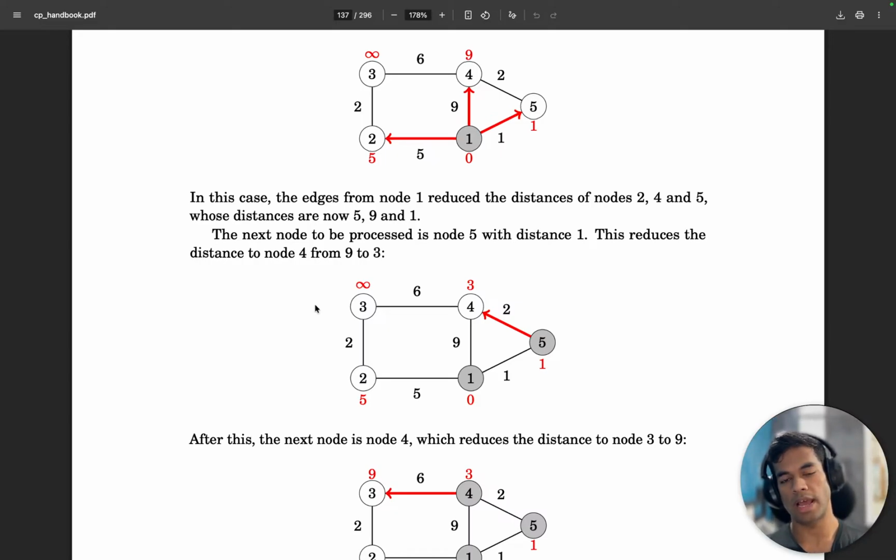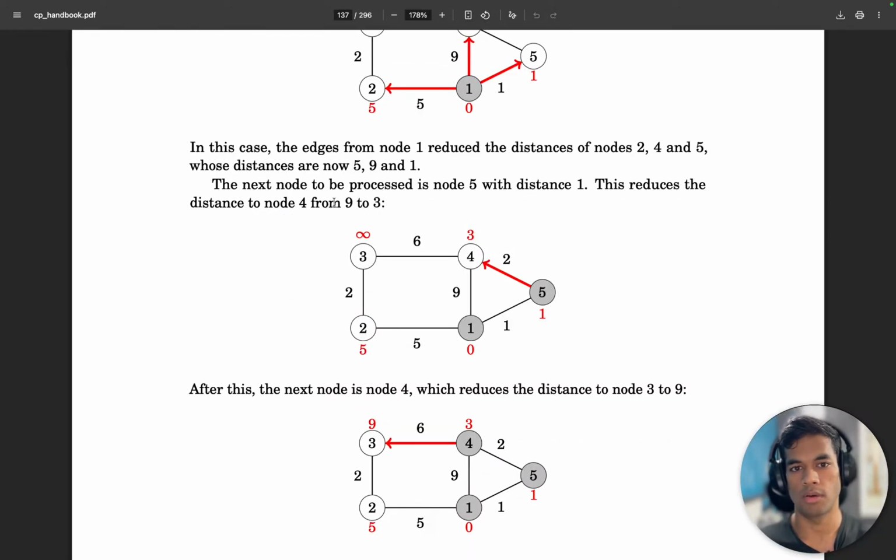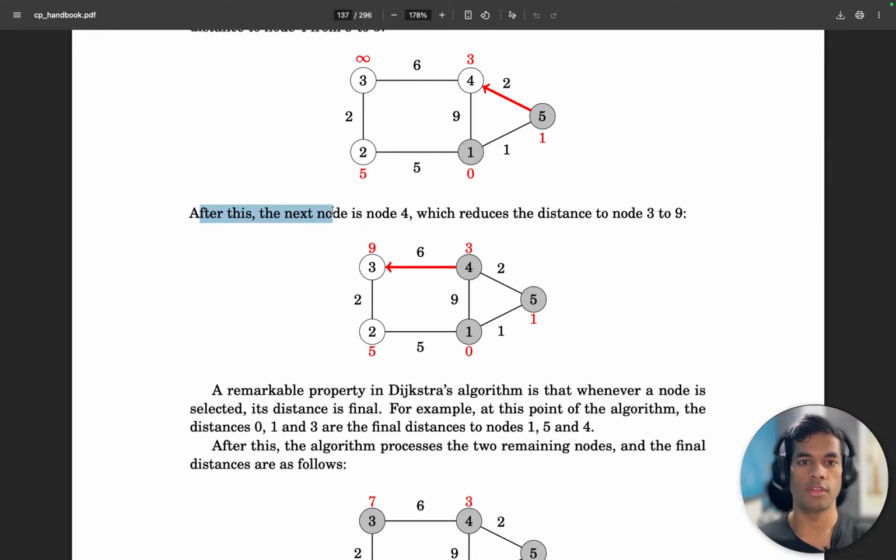So we will have a priority queue, which will be storing pairs where the first number is the distance and the second number is the node. This reduces the distance from 9 to 3, and now the shortest is 3. After this, the next node is 4, which reduces the distance to node 3 to 9.